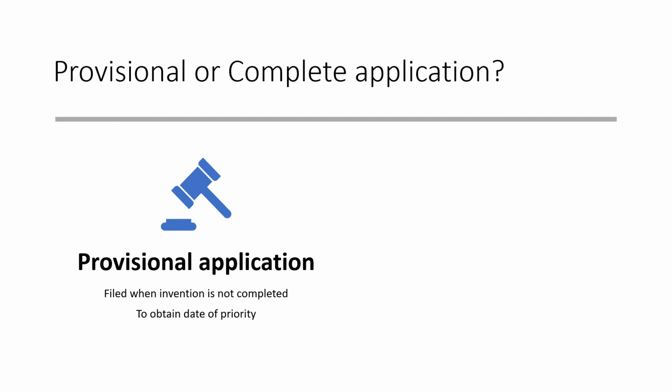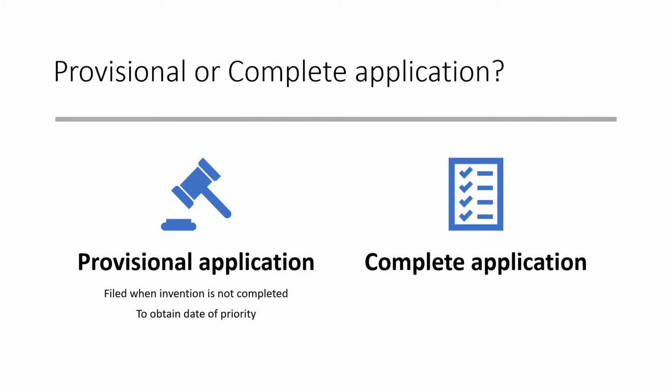The next kind of application is the complete application. It is basically a final application that must be filed once the invention has been completed and a prototype may have been developed. Once a complete application is filed, no changes can be made to the application, due to which the inventors must be very careful before filing a complete application. Please note that provisional application will not be examined by the patent office. Only the complete application will be examined by the patent office, after which it will be prosecuted before a patent grant. I recommend inventors to consult a patent professional before taking this critical decision.